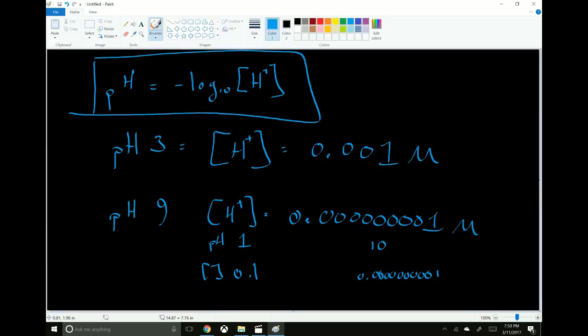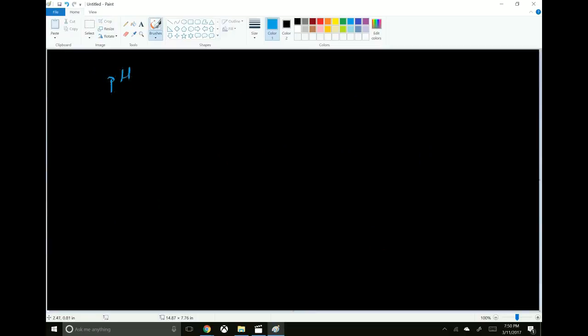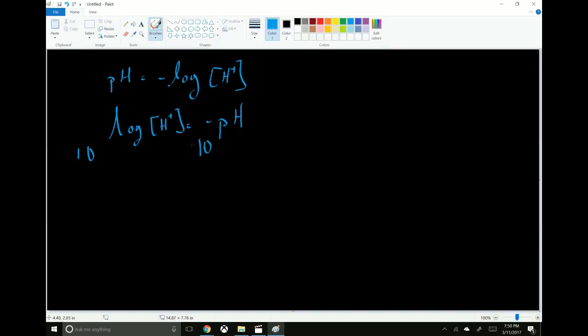But of course, you're going to want to be able to go in the other direction. Going from concentration to pH is all well and good. How do you flip it around? How do you solve this for H+? Well, let's go ahead and clear off our paper. pH equals negative log of H+. Well, first, move the negative sign over to the other side. Log of H plus equals negative pH. And then what you do is you take 10 to the power of each side. So 10 to the log versus 10 to the negative pH.